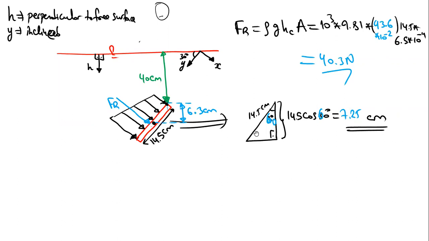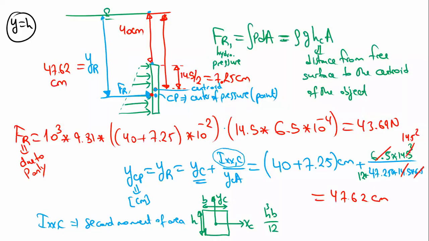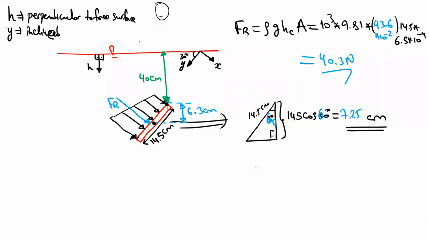Let me add it. So the previous formula again: YC plus IXXC. Let me add YCP. Now you see that the Y coordinate matters. Instead of using the H coordinate, now we are using the Y coordinate. CP is, as I said, this one is the point CP. YCP equals YC plus IXXC divided by YC times A. Okay.